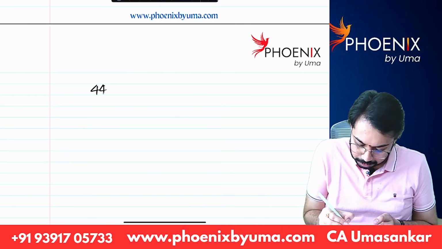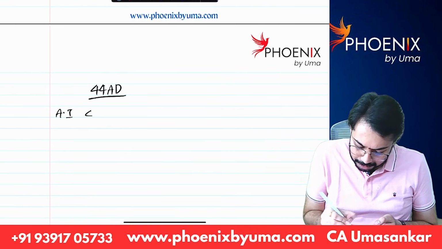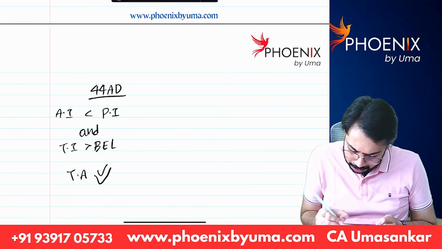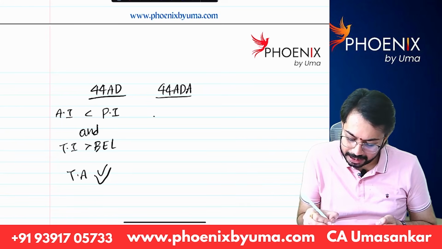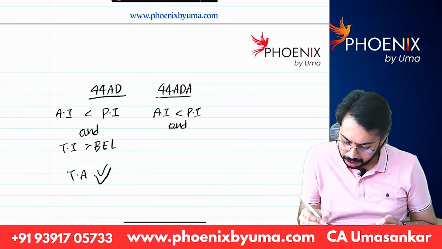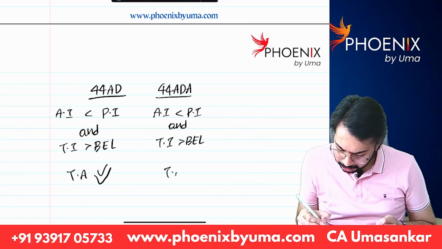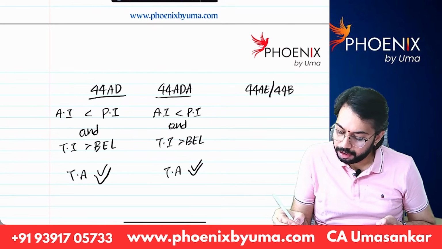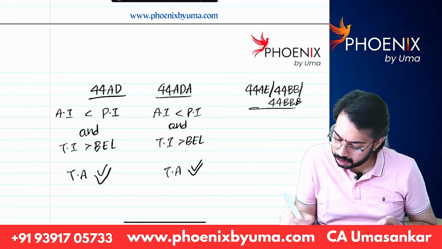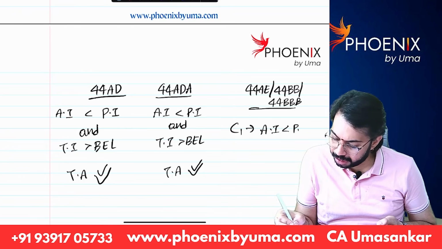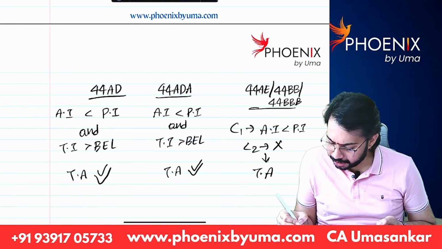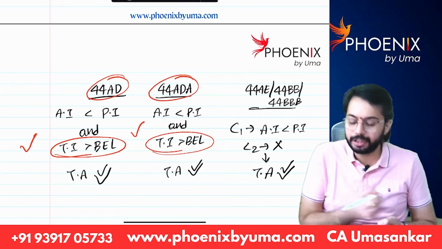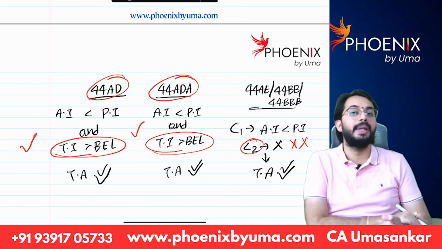44AD: actual income less than presumptive income and total income greater than basic exemption limit, tax audit is applicable. 44ADA, same as it is: actual income less than presumptive income and total income greater than basic exemption limit, then also tax audit is applicable. For 44AE, 44BB, 44BBB, only condition 1, actual income less than presumptive income. Condition 2 is not applicable. In this case tax audit is applicable. Did you understand? For 44AD, this is also to be satisfied. For 44ADA, this is also to be satisfied. For 44AE, condition 2 is not applicable. Are you able to understand?